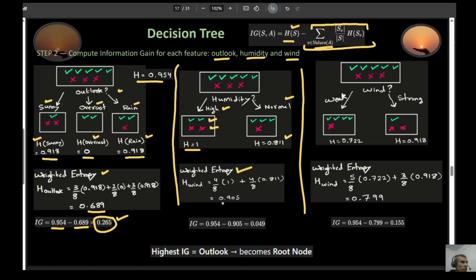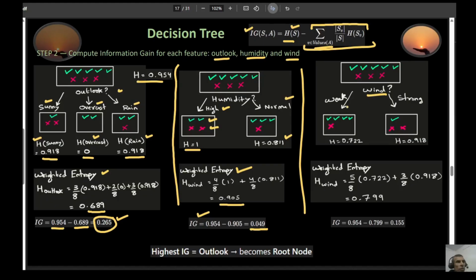This comes out to be 0.905. So my information gain when you split along the humidity is 0.049, which I'm actually using this formula right here. Okay, now let's split this thing along the wind, the feature wind.